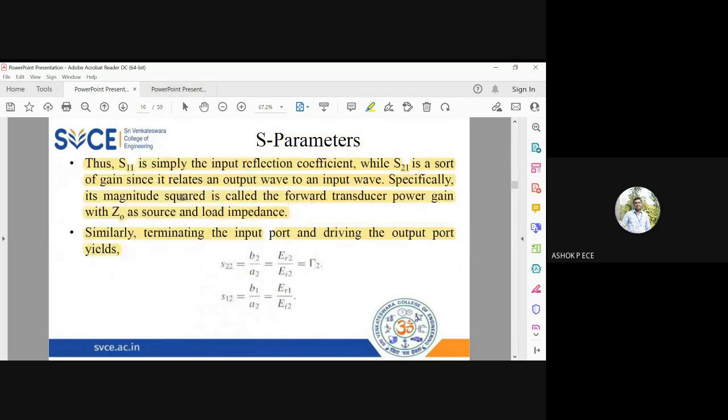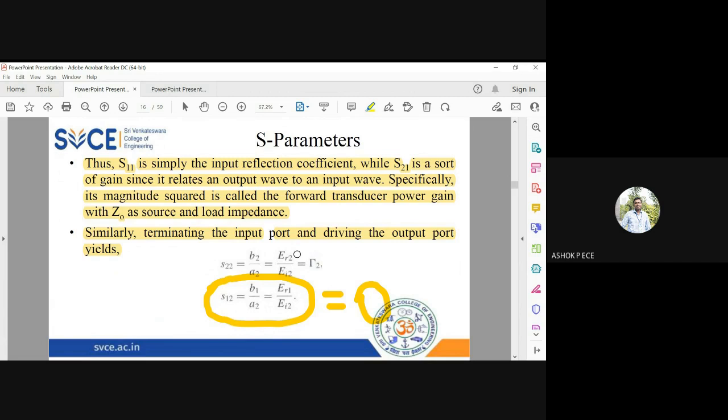So this last coefficient, S12, can be called the reverse transmission coefficient, or sometimes they call it feedback, because when something comes from output to input, it is called feedback, right? In the majority of cases, we'll take S12 to be equal to 0, because we assume the system does not have any feedback.